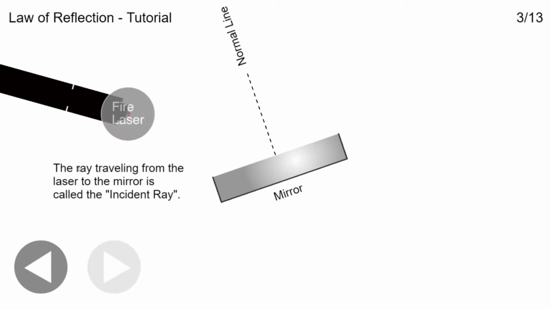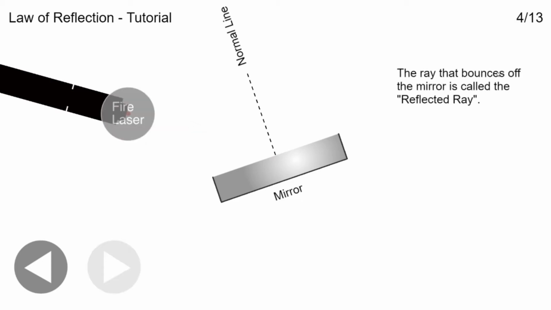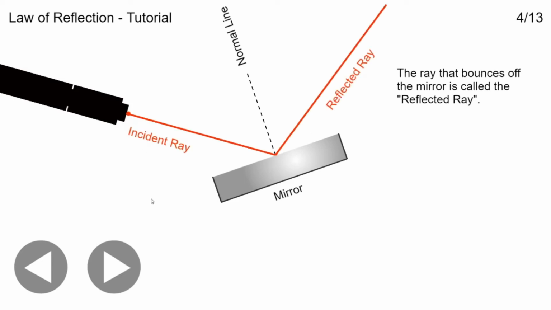The ray travelling from the laser to the mirror is called the incident ray, so we're learning some more terminology here. As it comes out of the laser, the light ray that's going towards the mirror is called the incident ray, and the ray that bounces off is called the reflected ray. So fire the laser again, we get the incident ray again, and then we get the reflected ray. We've still got this normal line dashed here. It's not real, we can't see that line, we have to imagine it there.